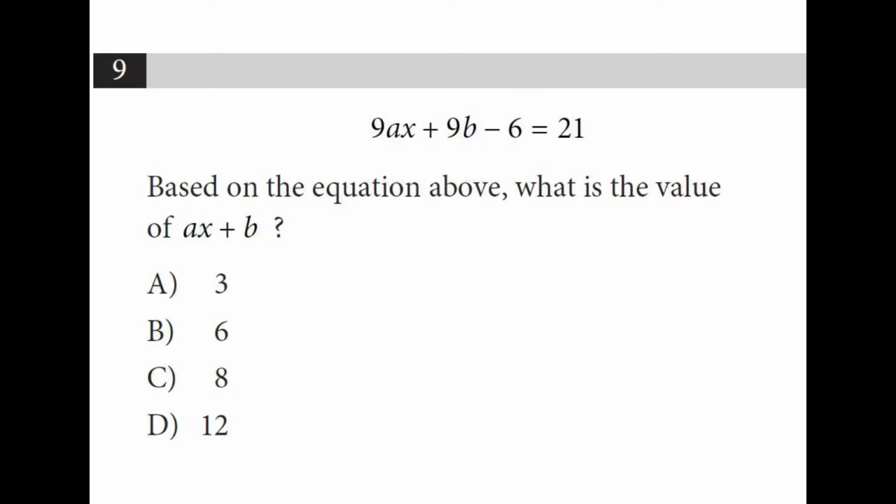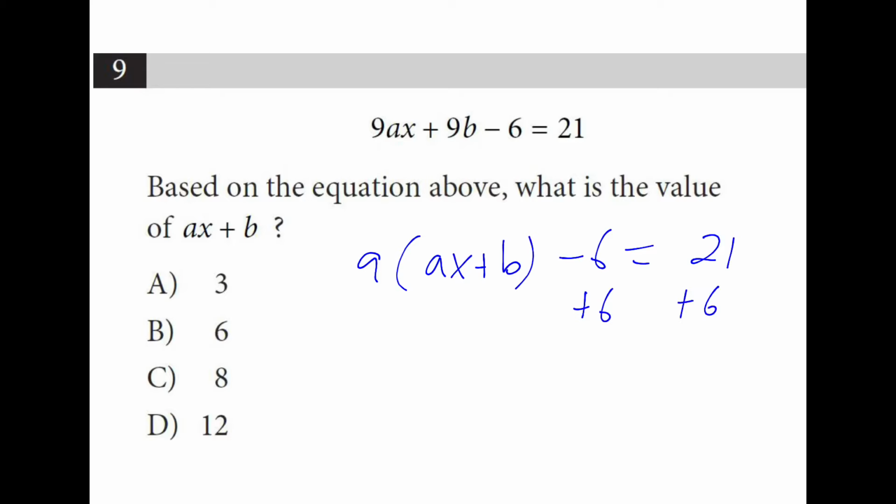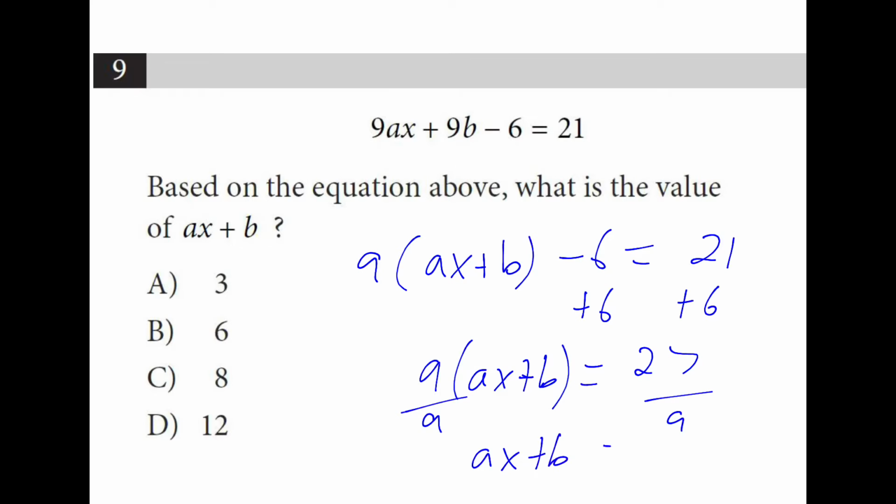You can factor out a 9 here. So you have 9 times ax plus b minus 6 is equal to 21. Then I'm going to add 6 to both sides. So I have 9 times ax plus b is equal to 27. I'm going to divide by 9. And I have ax plus b is equal to 3.